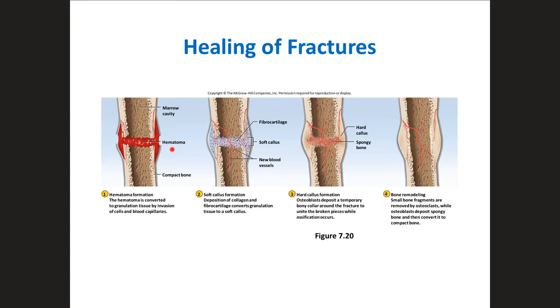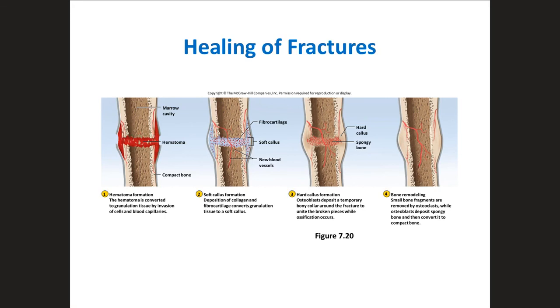So we get that blood clot formation, and that's going to kind of hold all those areas of tissue together. Then you have what is called a soft callus formation, where collagen is going to be deposited and fibrocartilage is going to help form this soft callus. So it's basically holding everything together with a very soft tissue callus in the area that originally had the blood clot formation.